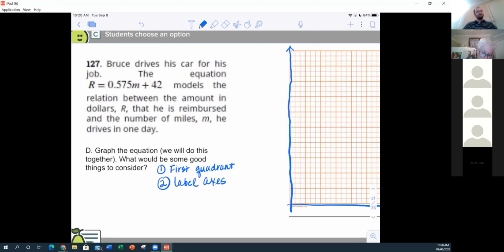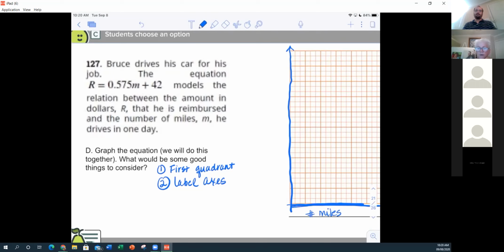Okay, that's the slope of the line, but the graph we're trying to talk about is, what we're trying to do is find out how much he is going to be reimbursed, right? So the x-axis is going to be what? What determines how much he's going to be reimbursed? Miles, right. So make sure you label your axis. This is going to be the number of miles.